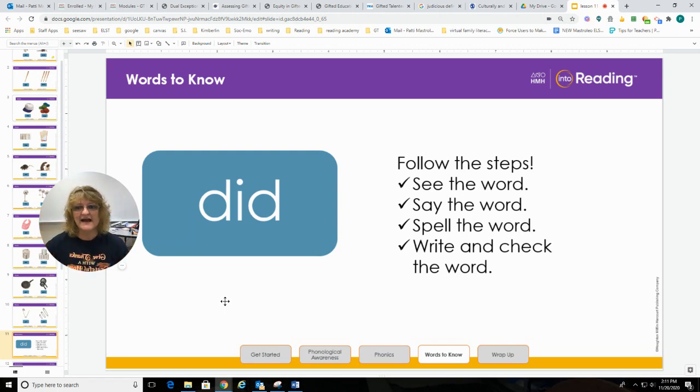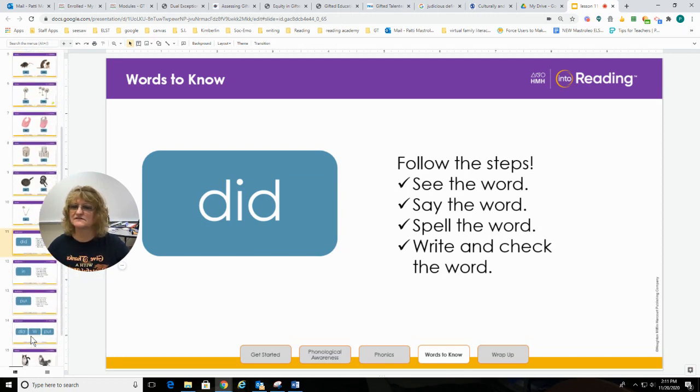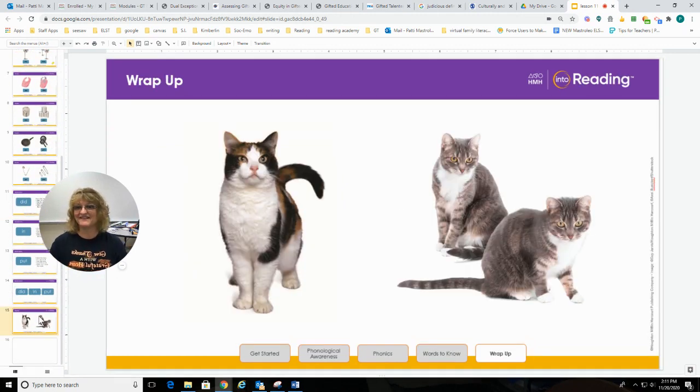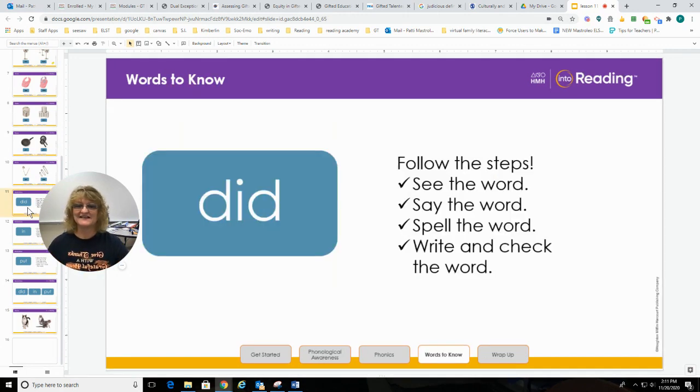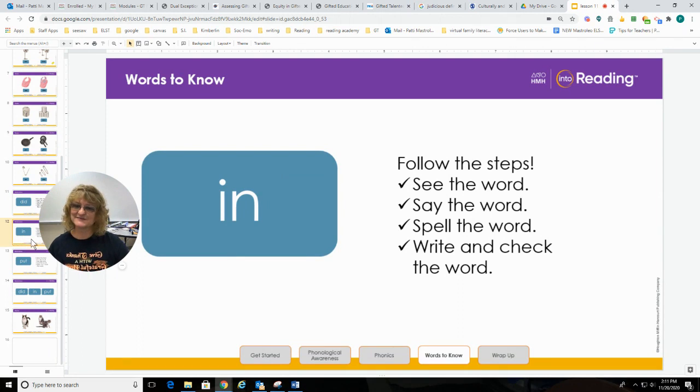D-I-D, did. I did it. Did you do it? Let's see if you can write this word. So remember it. I don't have something to look at while we're writing, but the word's gone. So write the word did. I did it. Did. You got it? Let's check it. Did you put D-I-D, did? Good job. Woohoo.